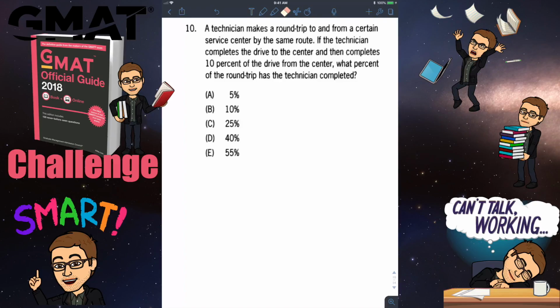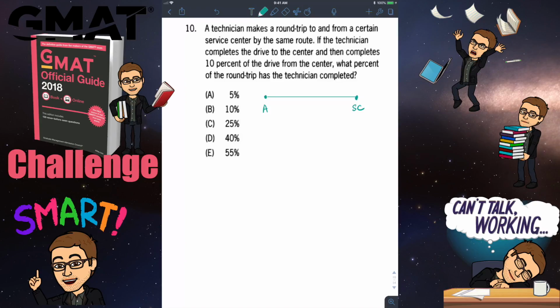This is the typical traveling problem. The best way to deal with this kind of problem, in my opinion, will be drawing pictures. So let's say I start at this point A, initial point, and I'll travel all the way to that service center, point B. So service center. And then that technician travels back from the service center to point A. So this is basically a round trip.